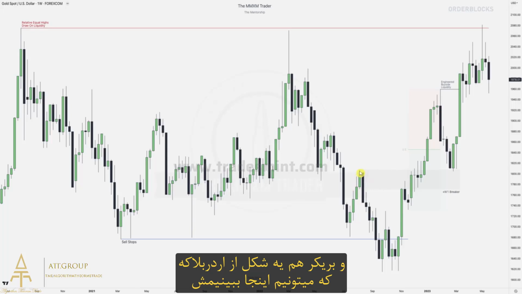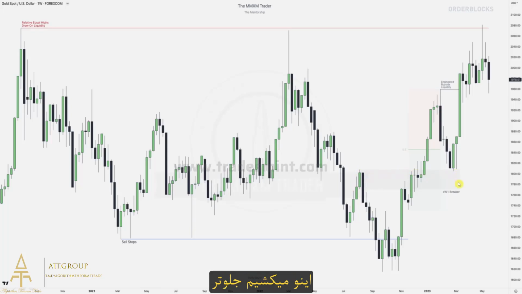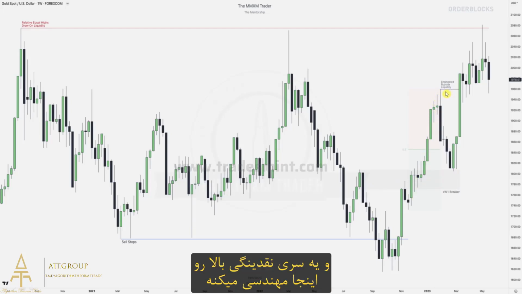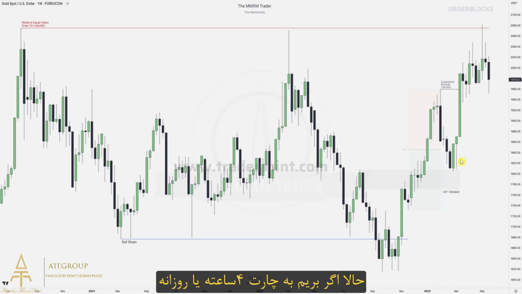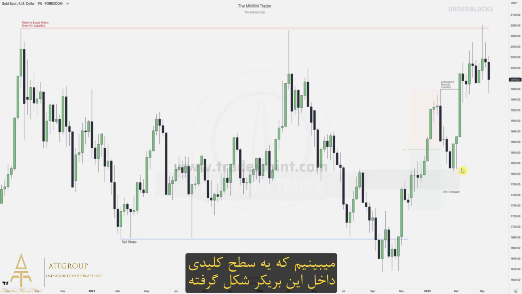So we can see that over here, moving it out to the right in time, right? Price keeps pushing up and up and up, engineering some buy side liquidity. The retracement happening back into that weekly breaker. Now, if we go to a 4 hour or a daily chart, we can see a key level form inside this breaker.